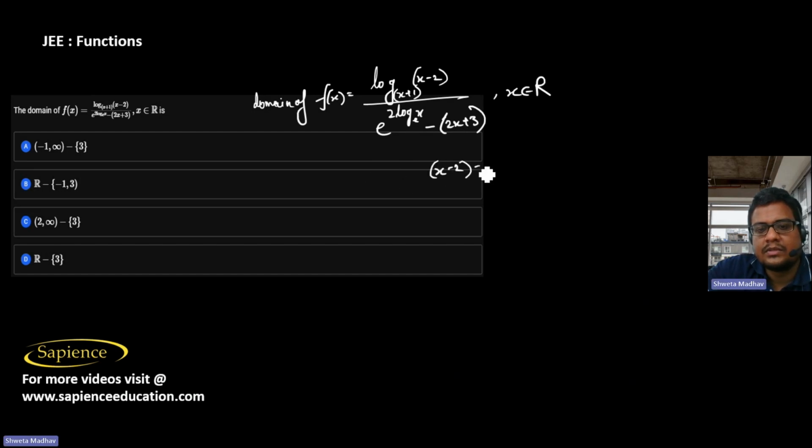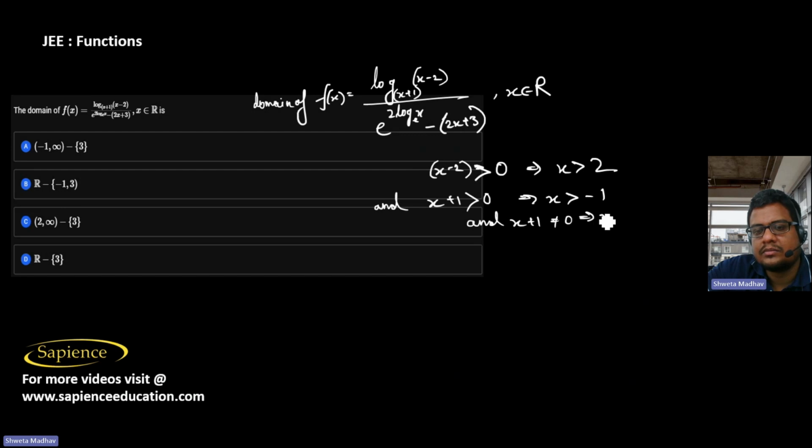So x minus 2 should be greater than 0. It means x should be greater than 2. And x plus 1 also should be greater than 0, means x should be greater than minus 1. And also x plus 1 should not be equal to 0. It means x should not be equal to minus 1.